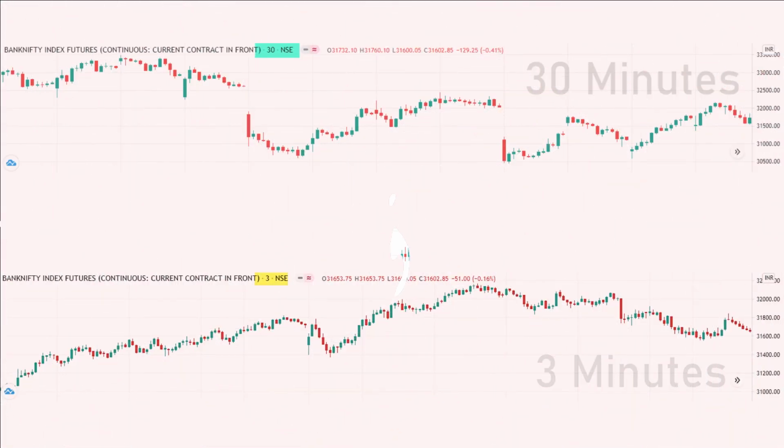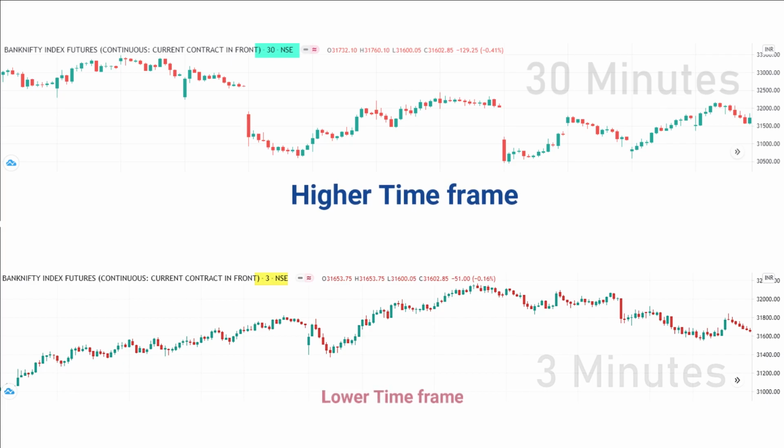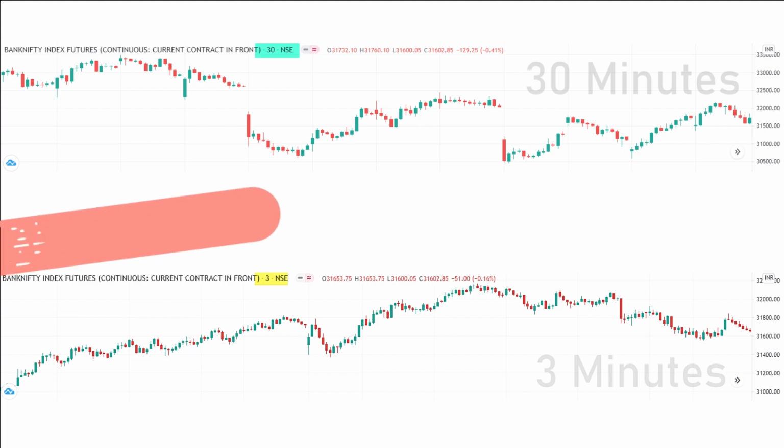For this purpose, we're going to use two time frames. One is 30 minutes and the other one is 3 minutes. So one is going to be a higher time frame and the other one is going to be a lower time frame. In the higher time frame, we are going to find the area of a trading range. And how we are going to do this is very simple. Even if you're completely new to the market, you can do this.